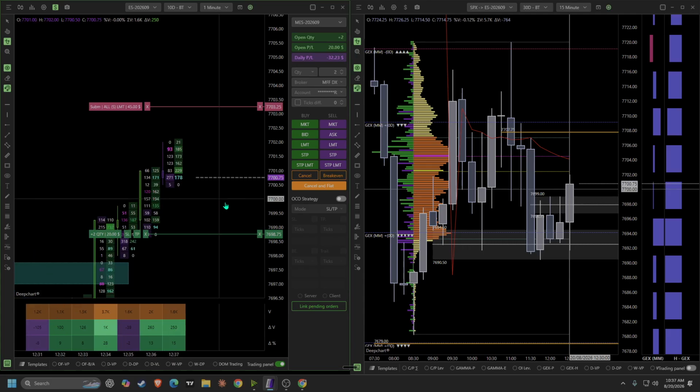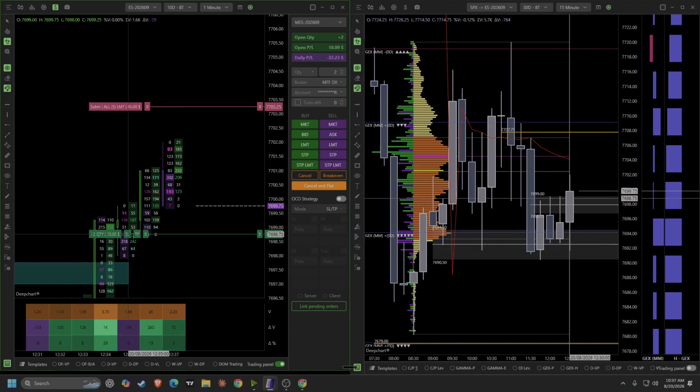Zooming into the order flow. Still, sellers are stepping in strong. Buyers are absorbing, sellers are failing to push price down in the order flow. It's still a battle.